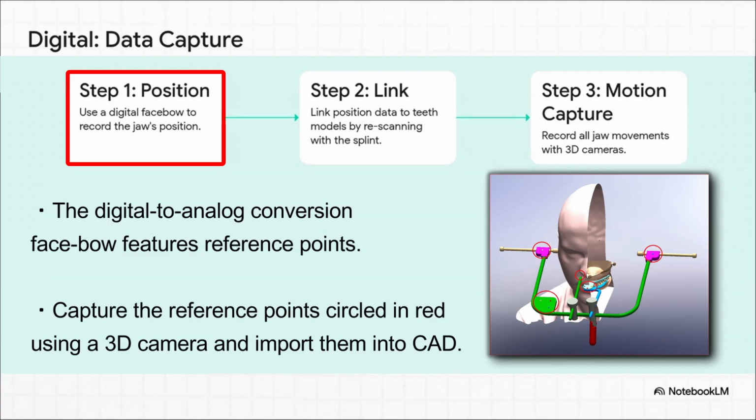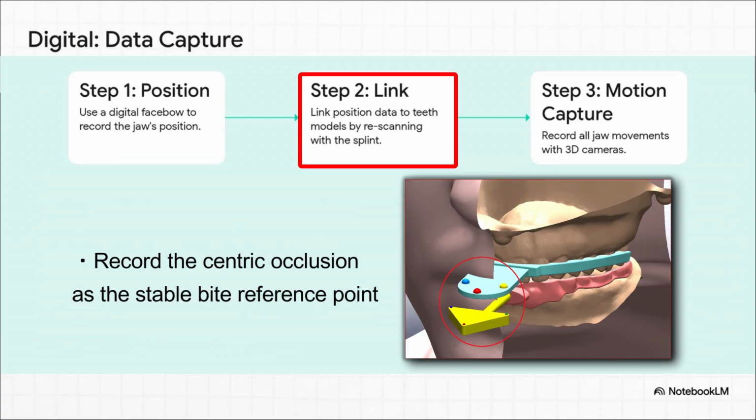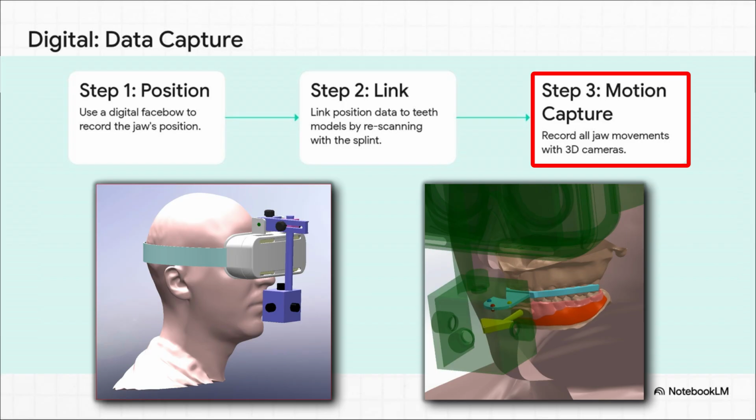Now for the fun part, capturing the data. They use a device called the digital Facebow, which is basically a GPS for your jaw. It figures out exactly where your jaw is in relation to your head. To connect that GPS data to the 3D teeth models, they just do a quick rescan with that special splint in place. And then, this is where the real magic happens. It's literally Hollywood-style motion capture, but for your mouth. A headset with 3D cameras tracks those little markers on the splint as the patient moves their jaw every which way. Left, right, forward, open.